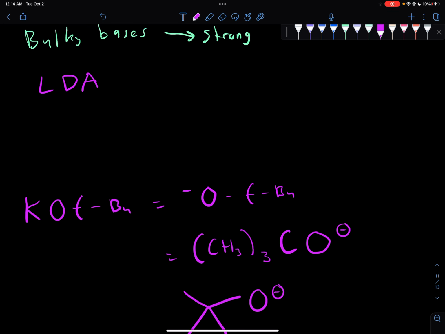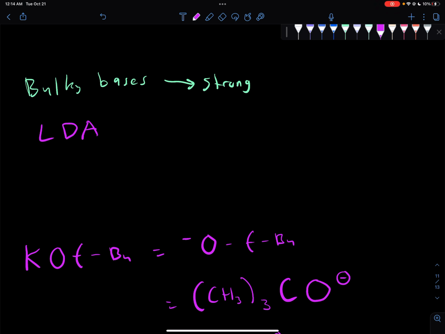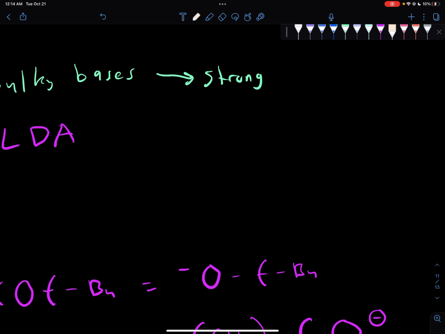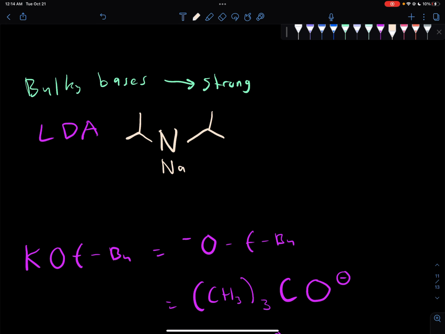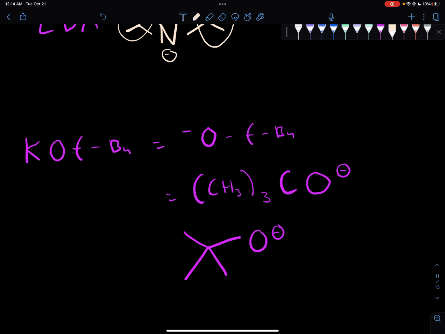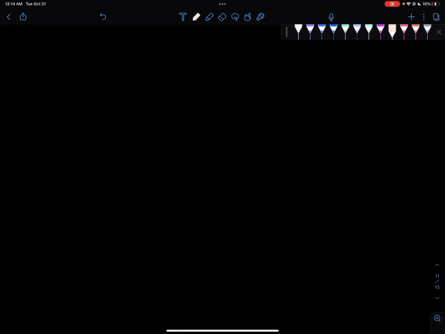So definitely recognize this. LDA, I don't think they're ever going to show you what it looks like, but if you're wondering, it looks like this. Or sometimes they'll put like your Na or something, right? It's lithium diisopropyl amide. So these are pretty bulky, right? They're sterically hindered. You got a lot of stuff going on here as well as over here, but they're strong. They are strong bases.